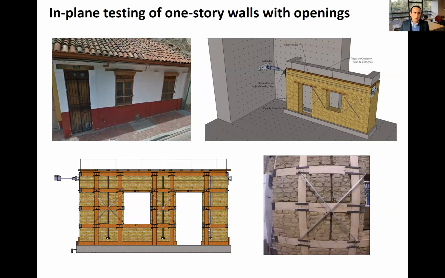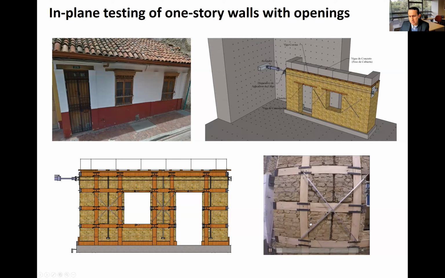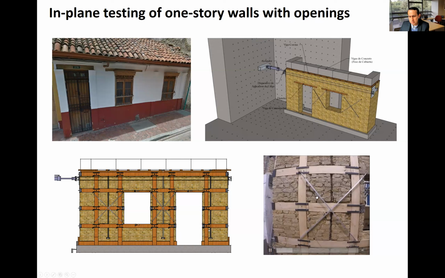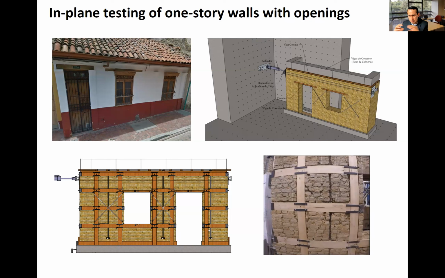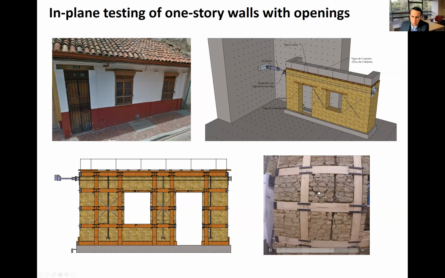Then we have been doing in-plane testing for one-story walls with openings, to simulate the front of the houses, where you see the doors and the windows. We take this kind of geometry to the lab, install it there, and apply loads horizontally to see the capacity. In this case, we also retrofit some of these with timber elements, like you can see here. The main advantage of this system is that the cracks will not be able to propagate extensively. They will appear, but they will be controlled by these timber elements that we have installed.